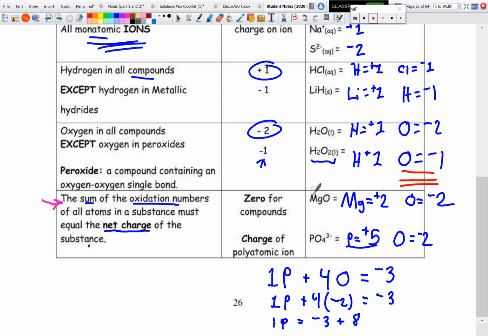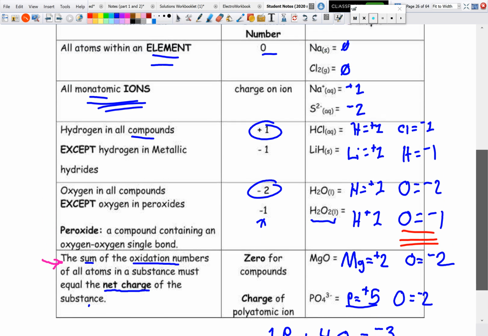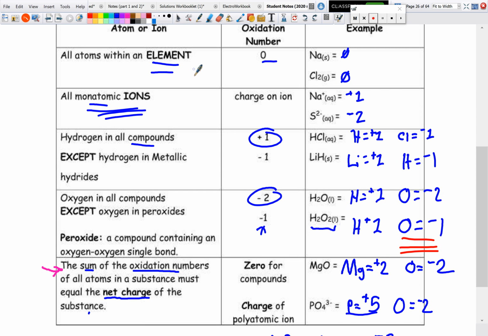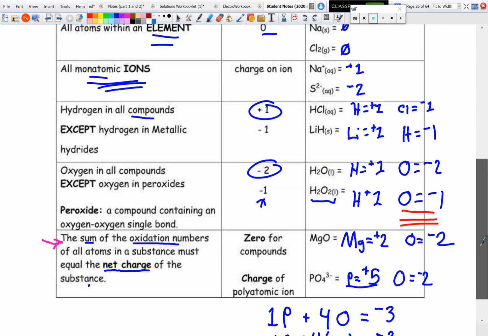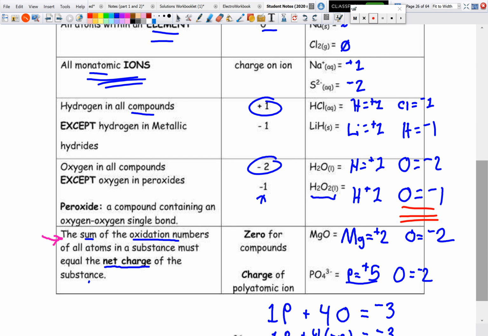And that's kind of where we're going with all these. So this rule will definitely come into play a lot for oxidation states, and how we solve them algebraically will work out. All we need to remember is that elements are always 0. Monatomic ions are always the charge on the ion. Hydrogen is always positive 1 except for the metallic hydrides. Oxygen is always negative 2 except when it's in peroxide. Other than that, we do this algebra step to make sure the oxidation states all add up to equal the charge on the ion.